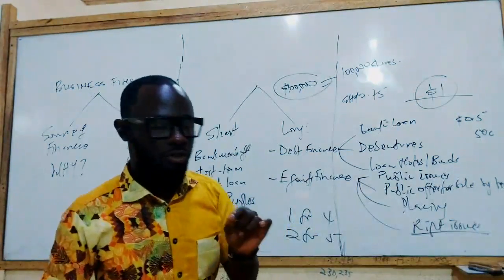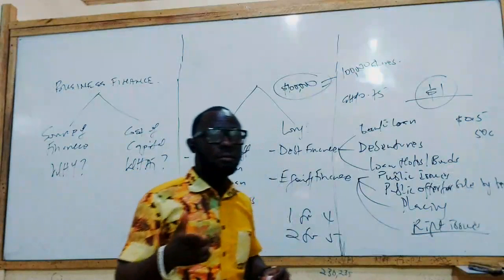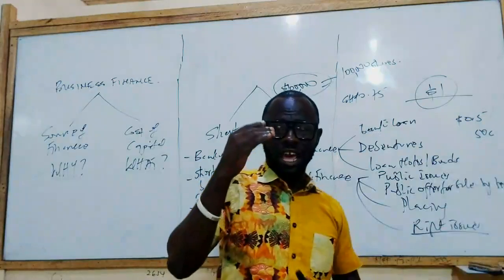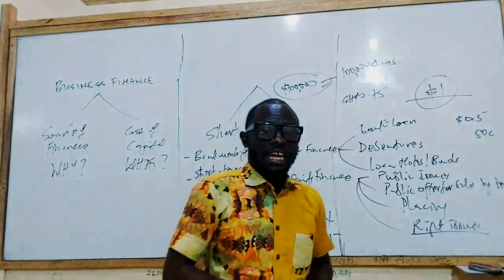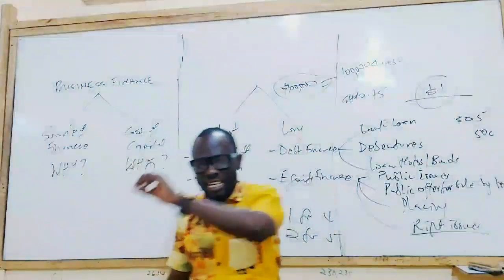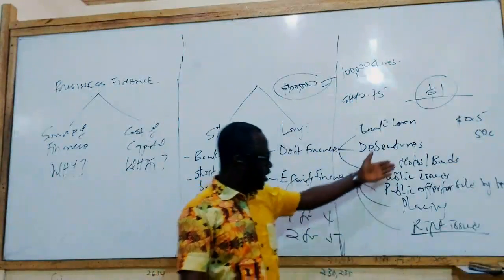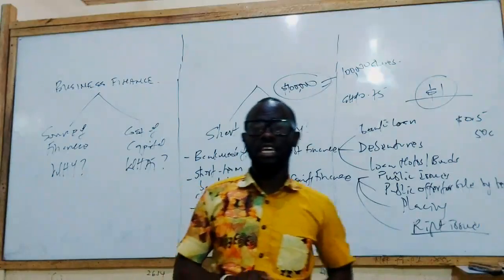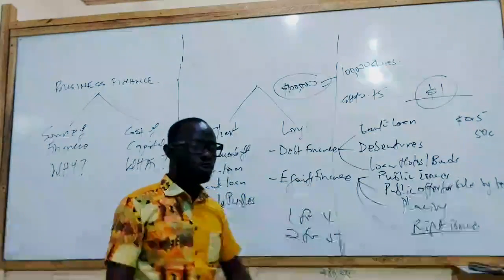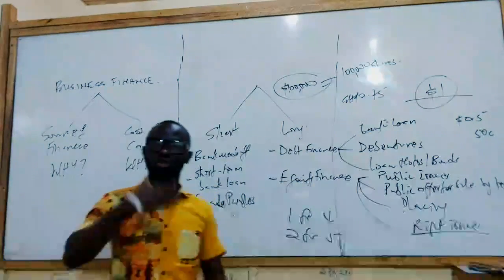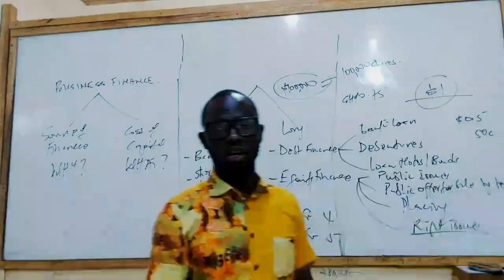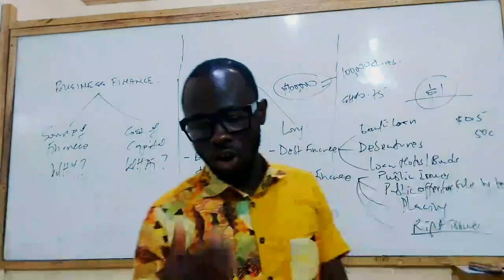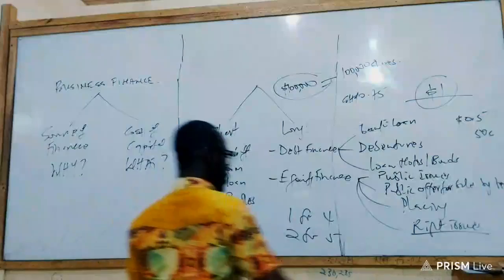Very, very important. Then remember also that if the entity is unlisted, if the entity is unquoted, then the entity has two options. It can decide to become listed and do any of these, or remain unlisted, and in that case we use private placing to obtain additional share capital from the existing owners.